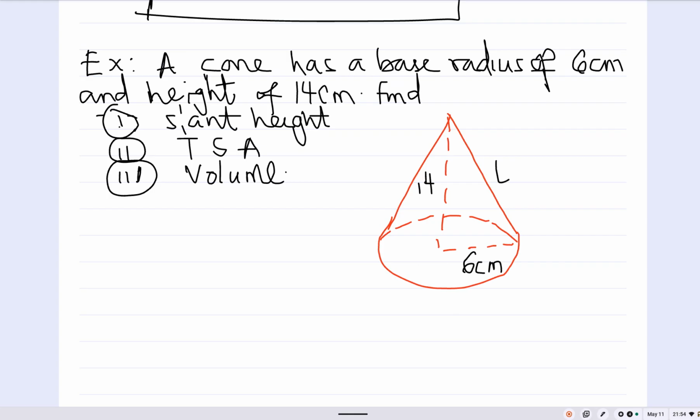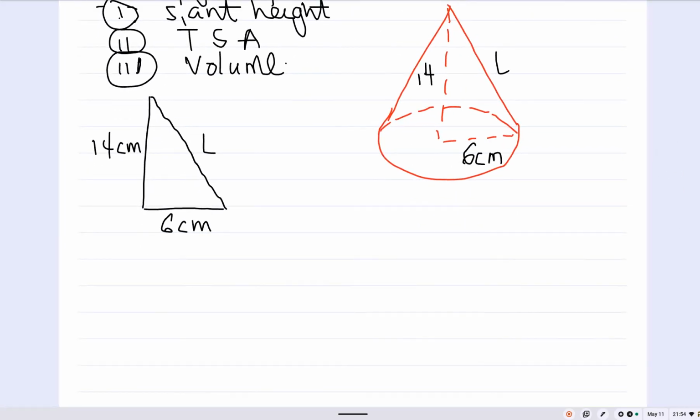So with this, I want to find L. How will you get your L? Bring that outside. If you bring it outside, you will have something like this, like this and like this. So this is your L. This is 14 centimeter, and this is 6 centimeter. With this, it will help us get our L using Pythagoras theorem, which is hypotenuse squared equal to opposite squared plus adjacent squared.